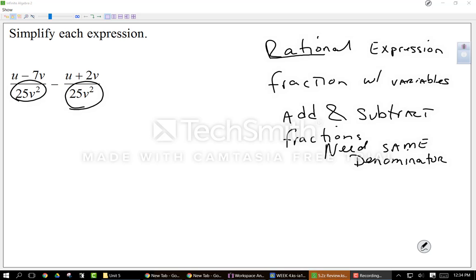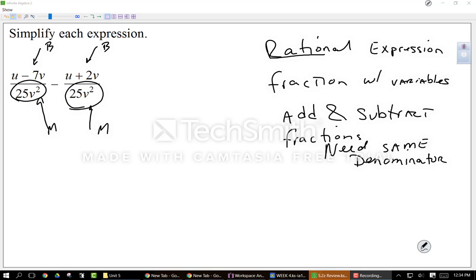A couple things before that. One is, remember, this is what we call a binomial. This is a binomial. This is a monomial. And same thing here, this is a monomial. So my denominators need to be the same nomial. They can be polynomials, trinomials, binomials, it doesn't really matter, but they have to be the exact same in order to add or subtract fractions.